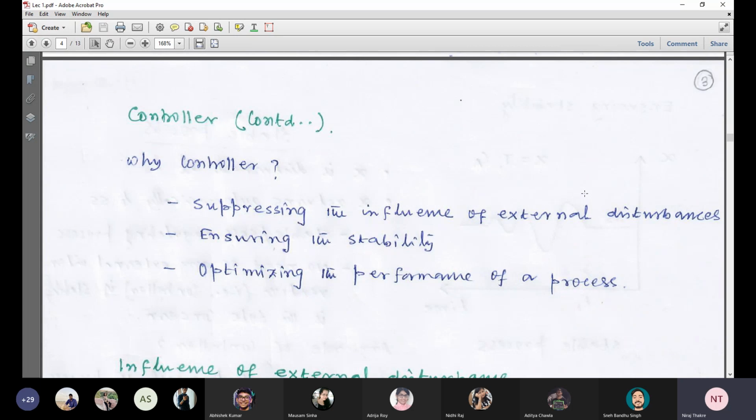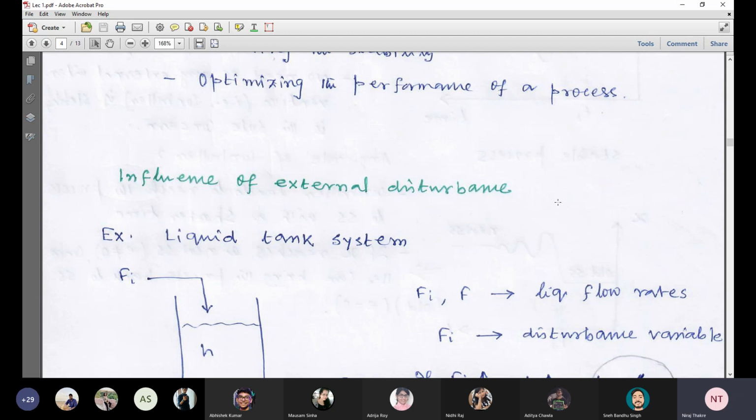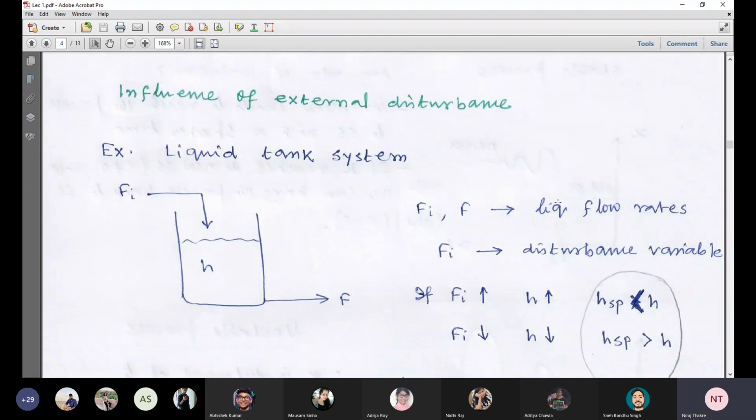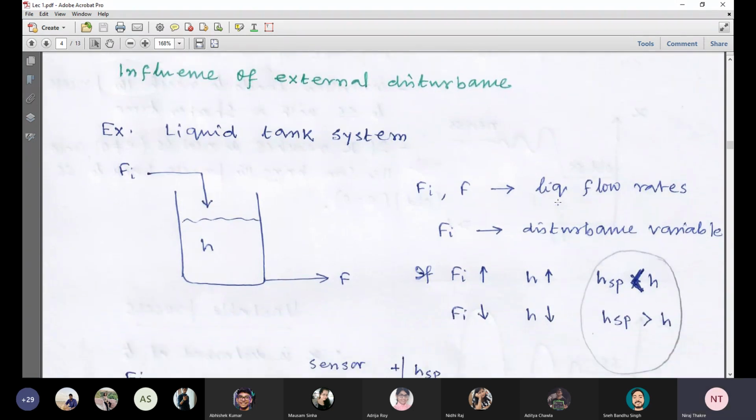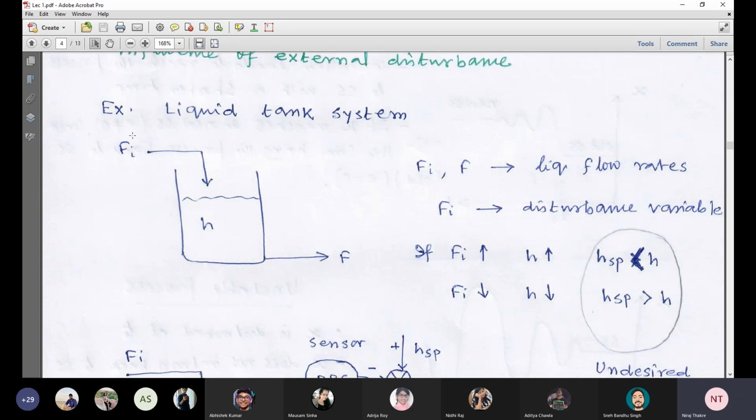And the first issue we already discussed. Now let us just conclude this. To discuss the influence of external disturbance, we have adopted one liquid tank system, which is perhaps the simplest example. And we have seen that here the disturbance is the inlet flow rate Fi. How this inlet flow rate affects the liquid height in the tank.